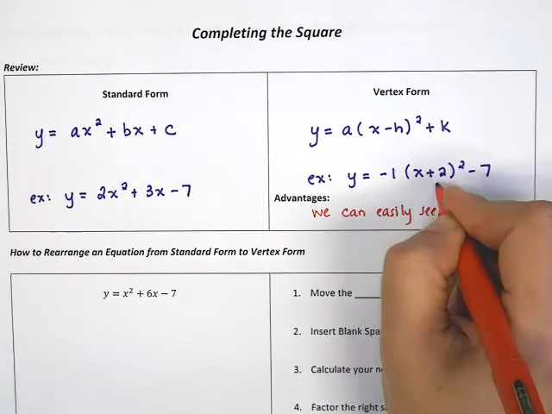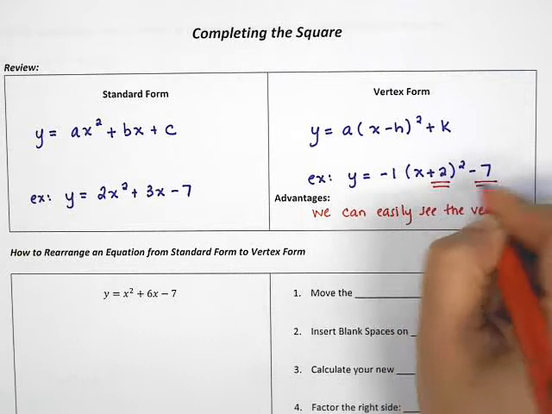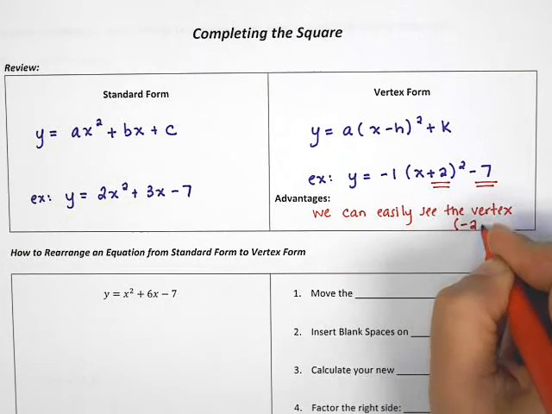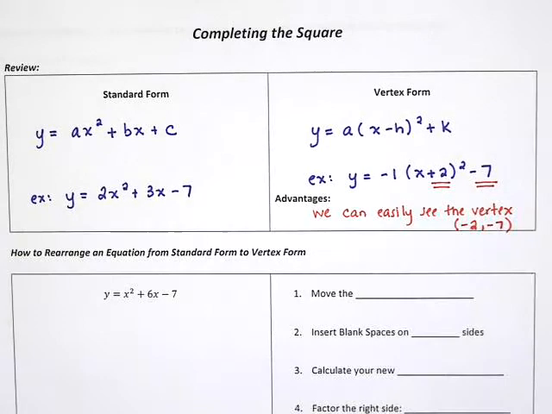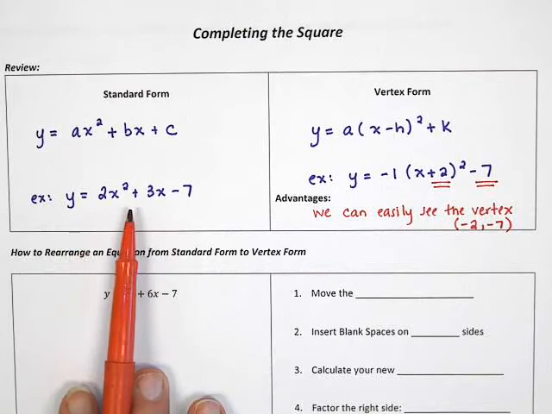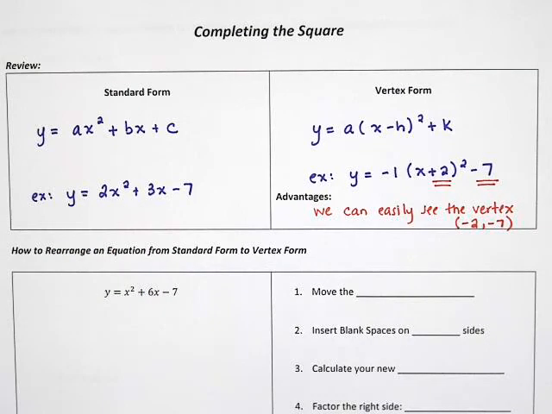So if we just look at this equation, we can tell that the vertex of this graph would be negative 2, negative 7, easily just from the equation without a lot of extra work. We can't do that when we have standard form. We have to use our formula, x equals negative b over 2a, to get the x of the vertex and then plug it in to get the y.